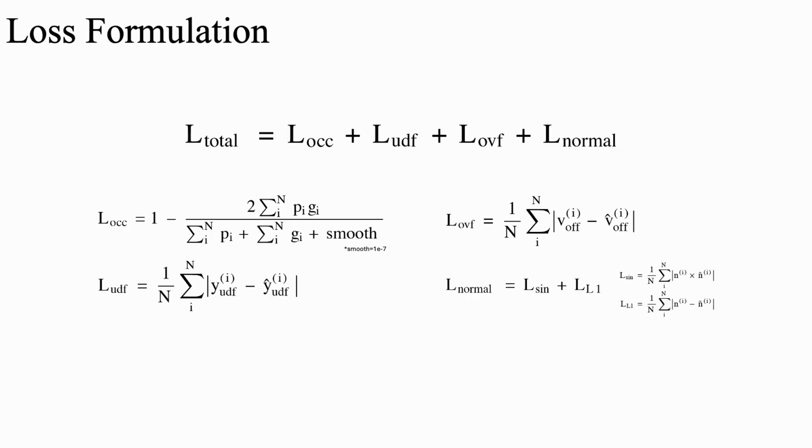We train our model using 4 different loss functions with equal weighting: occupancy loss using dice coefficient, unsigned distance field loss using L1 distance, offset vector field loss using L1 distance, and normal loss combining sine and L1 losses. These losses are applied across multiple resolutions to ensure stable learning.